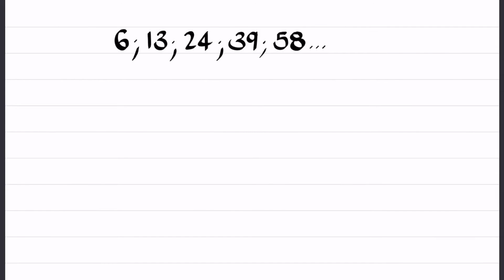Alright, I have 6, 13, 24, 39, and 58. So I'm going to start by determining my first difference. So that's term 2 minus term 1, term 3 minus term 2, etc. So 13 minus 6, which is 7. 24 minus 13, which is 11. 39 minus 24, which is 15. 58 minus 39, which is 19.